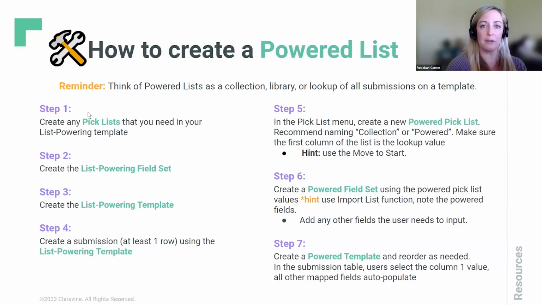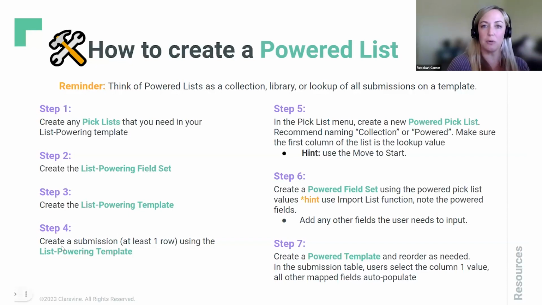One important thing I want to call out, you can use an existing template and field set for your beginning step, that template 1. It doesn't have to be a brand new template. I've written out the steps as if it was a brand new template, but again, it could be something that already exists. So thinking about template 1, do you need to create a new pick list? Do you need to create a new field set? Do you need to create a new template? So if it already exists, you're already on step 4. Great job. Do all of those steps to create template 1, that list powering template.